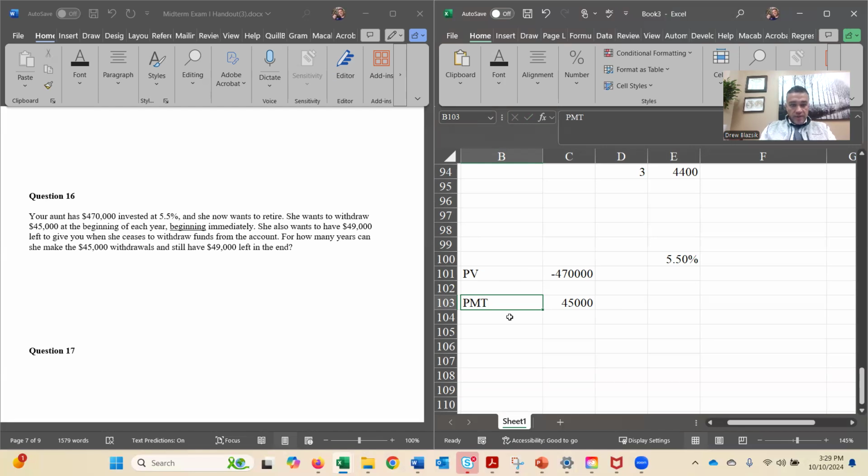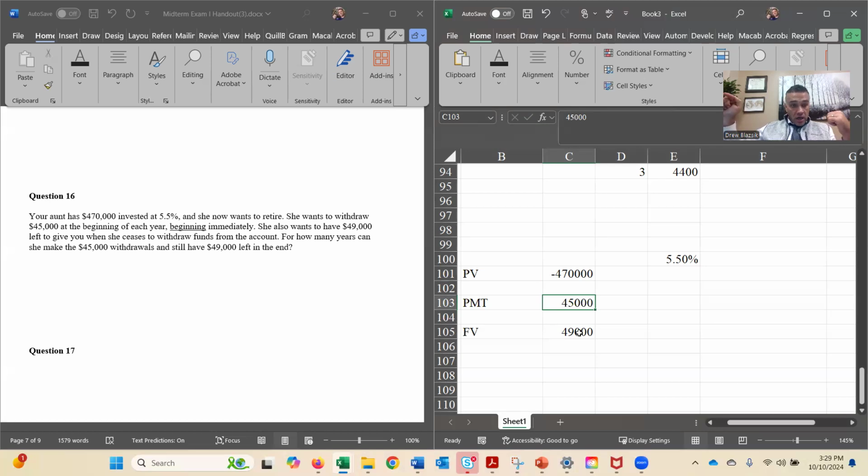Beginning today. She also wants to have 49,000. We'll put that right here, 49,000. What is that? She wants that left over at the end. Well, that must be future value. I'm reading through it, make sure I got everything here. For how many years can she make 45,000 withdrawals and still have 49,000 left over? She has 470,000 saved up at 5.5%. She wants to get 45,000 every single year. And then at the end, she wants to know how long can she do that? And she thinks she'll die by then.